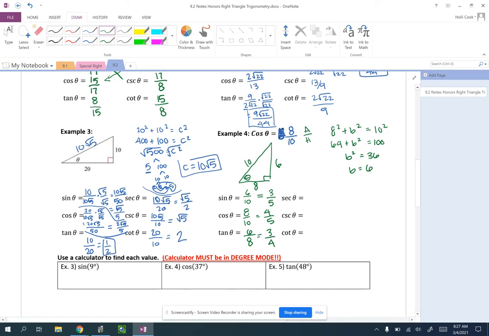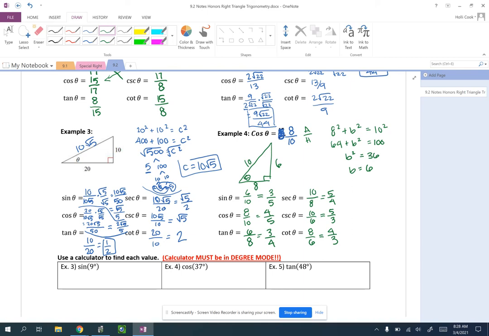Remember, secant goes with your cosine, so we're going to do hypotenuse over the adjacent. So 10 over 8, that's going to give us 5/4. Cosecant goes with our sine, so that's going to be the hypotenuse over the opposite, which is going to be 5/3. And then our cotangent is your adjacent over your opposite, and that's going to simplify to 4/3. Okay, and those are all of those trig ratios.